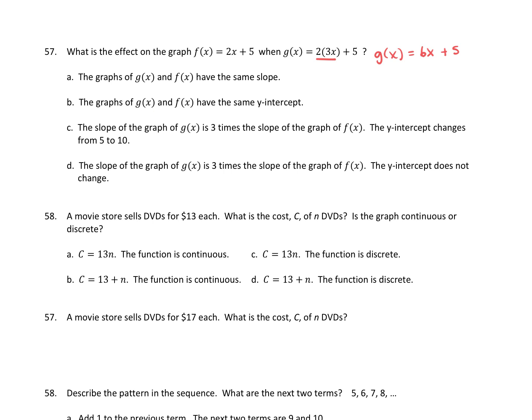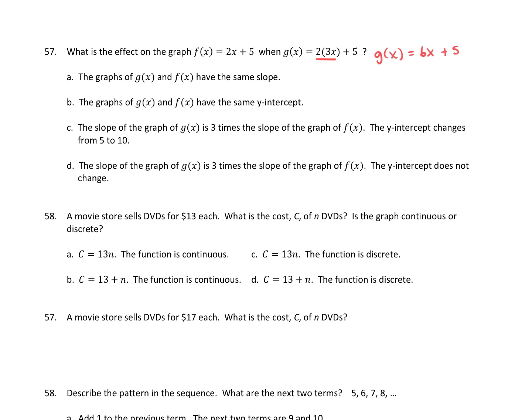The graphs of g of x and f of x have the same y-intercept. So f of x has a y-intercept of 5, and g of x has a y-intercept of 5. So we do like that one, but let's just read through the rest of them to make sure that is our best choice.